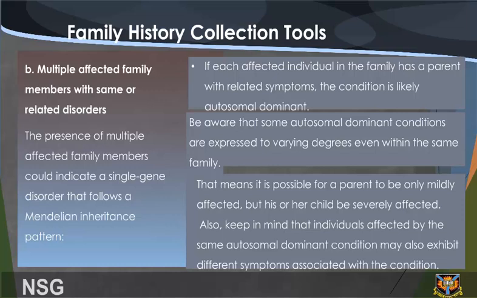Be aware that some autosomal dominant conditions are expressed to varying degrees even within the same family. That means it is possible for a parent to be only mildly affected, but his or her child to be severely affected. Also, keep in mind that individuals affected by the same autosomal dominant condition may also exhibit different symptoms associated with the condition.